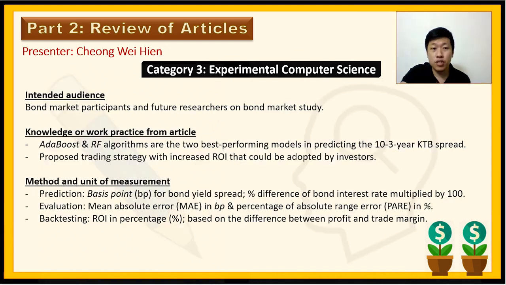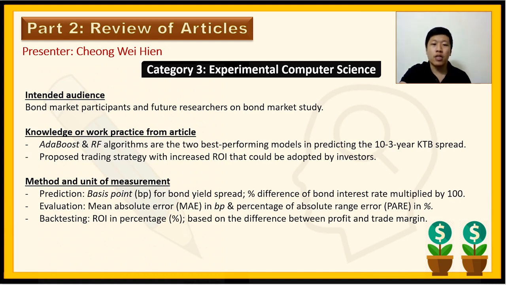The intended audience for this paper is bond market participants as well as future researchers on related study. There are two main knowledge of work practice. Firstly, it's found that AdaBoost and random forest algorithms are the two best performing models in predicting the 10-3-year KTB spread. Secondly, it's found that the proposed trading strategy could effectively increase the return on investment during backtesting.